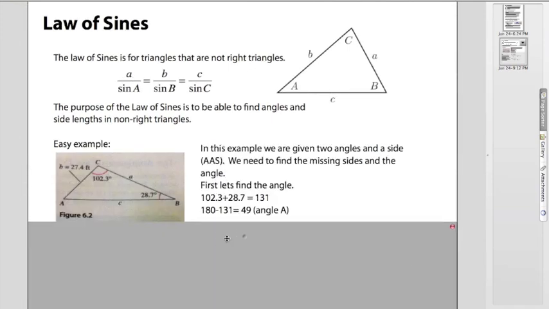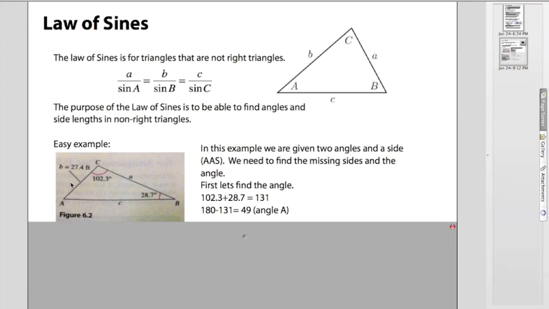So we'll look at the first part. In this example, they give me a triangle, an obtuse triangle, clearly not a right triangle. They give me angle B, which is 28.7, angle C, which is 102.3, and side length b, which is 27.4. This is an AAS scenario. We've got an angle, an adjacent angle, and then an adjacent side. So in that order, it's AAS. And I need to find the missing pieces: angle A, side length a, and side length c.